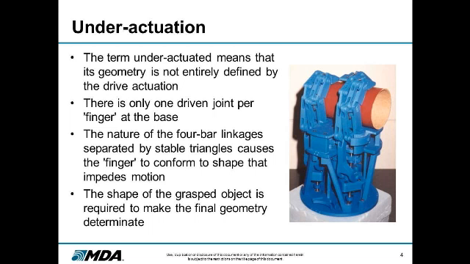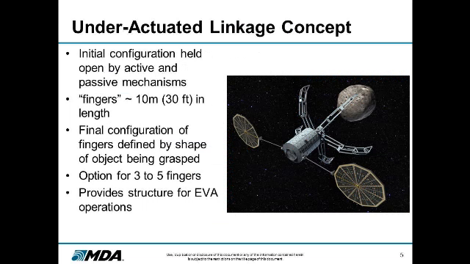So it's based on using 4-bar linkages and unique triangular features. So triangular kinematics, where the 4-bar linkages from an actuator at the base permit these appendages or fingers to conform over the shape of the body. So in an under-actuated linkage concept, the initial configuration is held open, with passively spring-loaded fingers held open. It can also be active.